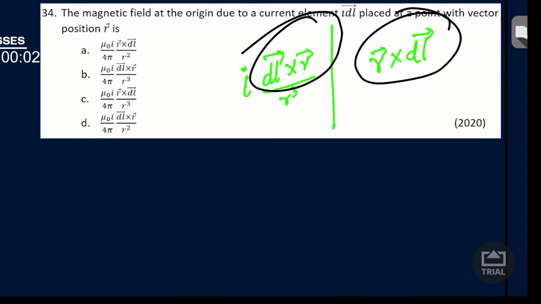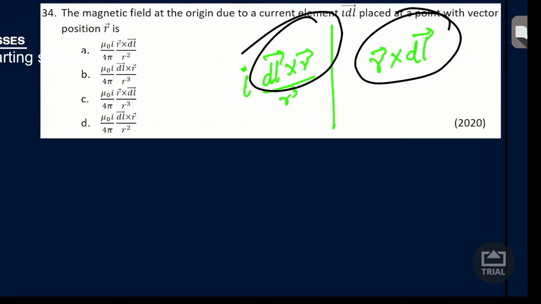See, small things play a very vital role. Paper is not that difficult, students. Only thing is small things we don't give importance to, so marks go down. So now everybody got DL cross R.